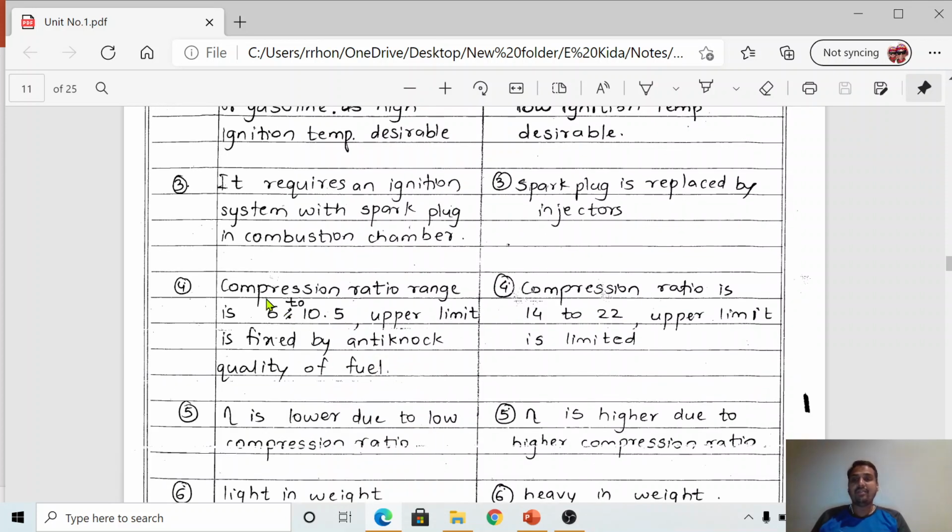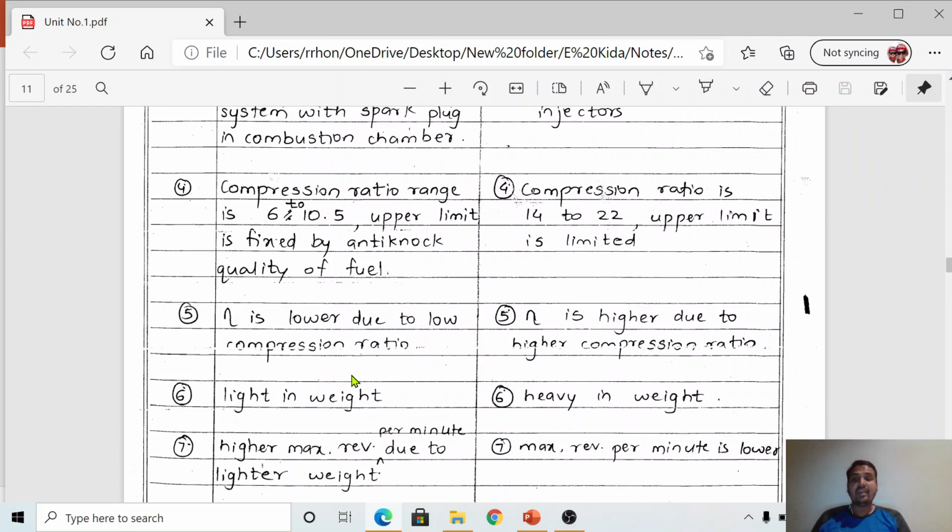The next difference: in the case of SI engine, the compression ratio range is 6 to 10.5, and the upper limit is fixed by the antiknock quality of the fuel. So the compression ratio may be 6 to 10.5, with the upper limit fixed by the antiknock quality of the fuel. This is in the case of SI engine, whereas in the case of CI engine, my dear friends, the compression ratio is always much higher. It will lie between 14 and 22, and the upper limit is again limited. So this is again a very important difference.